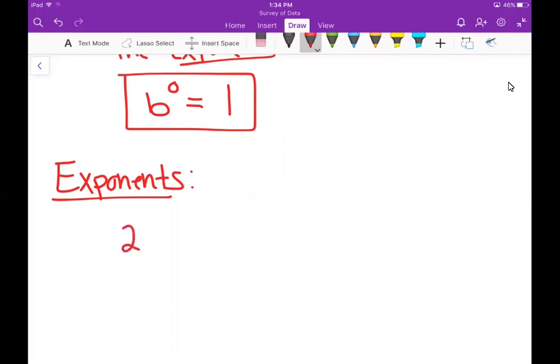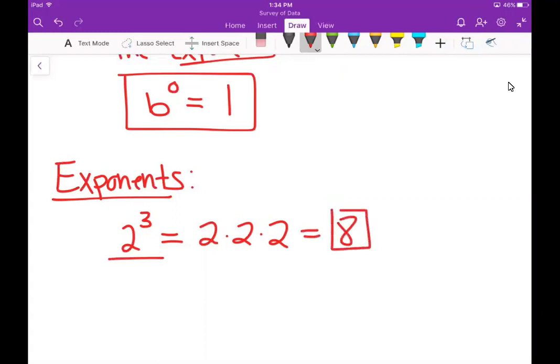So the first one I want you to evaluate is, what would you tell me 2 to the third exponent is? The best way to do this by hand is just to write out what exactly this means. So 2 to the third is 2 times 2 times 2, times 2, 3 times. Okay, the 3 comes from how many times I multiply that base together. If I take 2 times 2, it's 4, times 2 again is 8. So 2 cubed is 8.